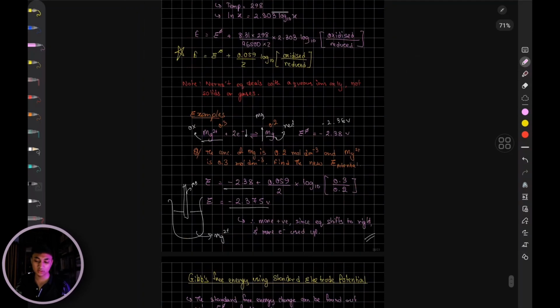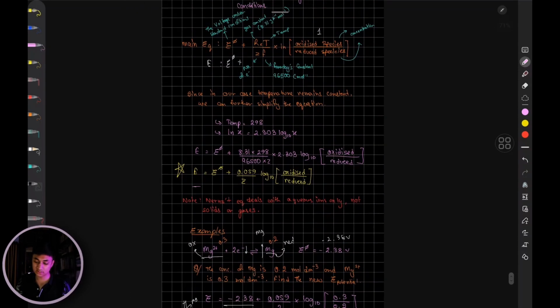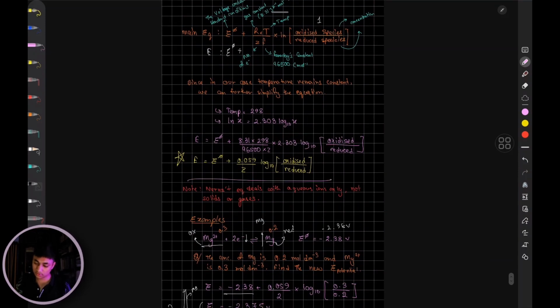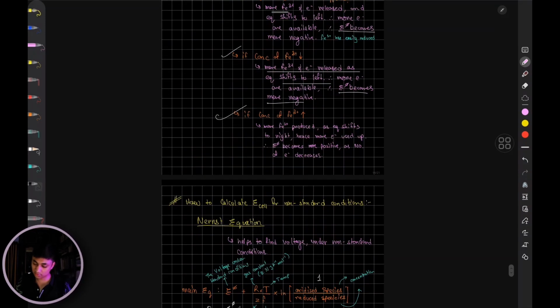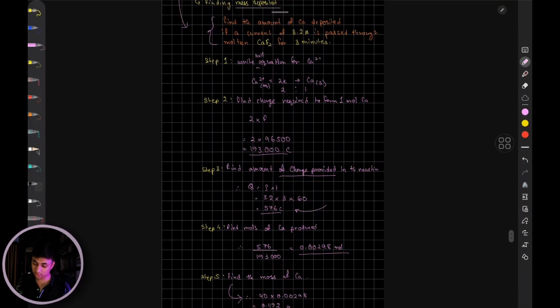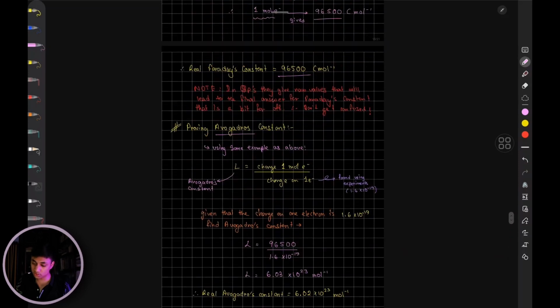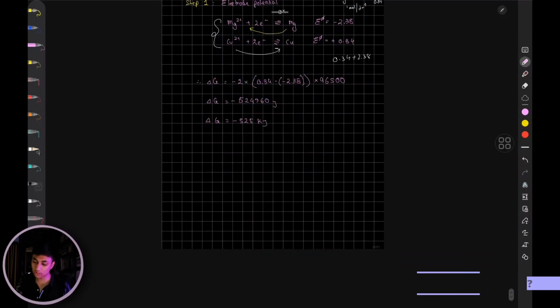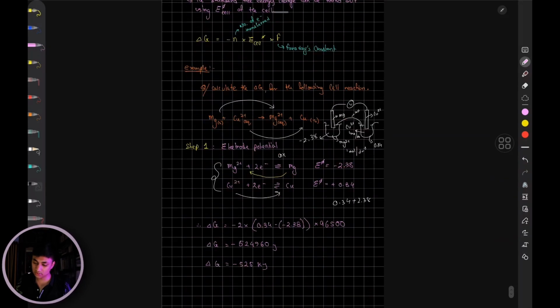Remember this formula and the one we discussed in the previous video. So remember these two formulas. I don't see these coming very often, but usually they ask you to calculate the cell potential more often than not. But yeah, do remember these two formulas.